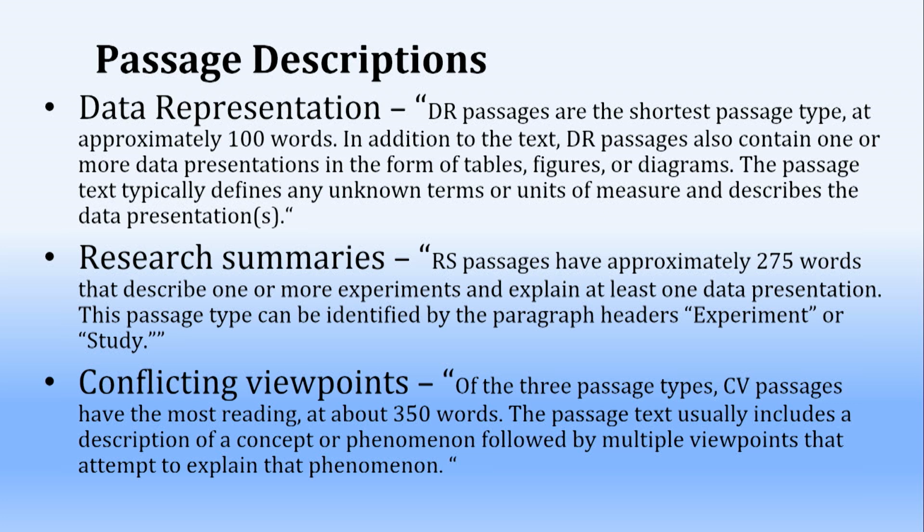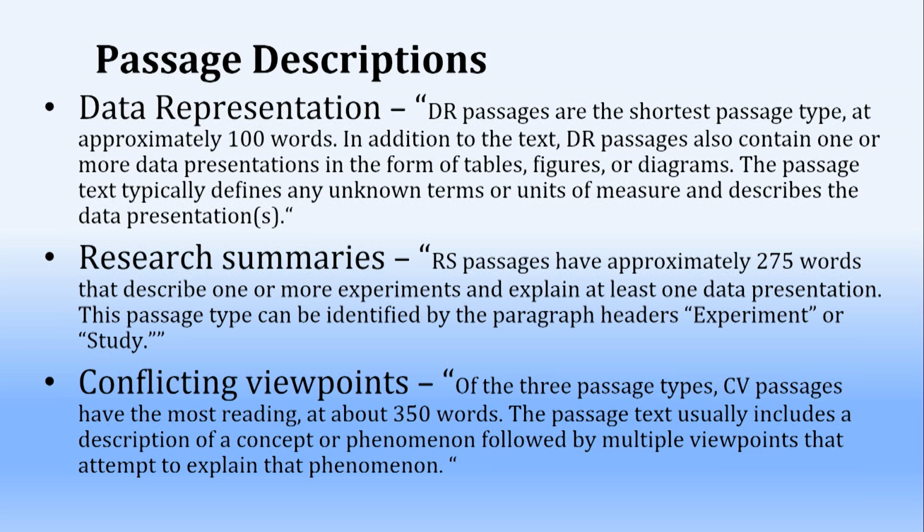Okay, then the next one is research summaries. These are abbreviated as RS. So RS passages are approximately 275 words long, and they describe 1 or more experiments and explain at least 1 data presentation. This passage type can be identified by the paragraph headers, experiments, or study. So when you're reading over these passages, they'll often head a paragraph off by saying experiment 1, experiment 2, or study 1, study 2. Again, these are about 275 words long, so they're in that middle length, and you always get at least 1 data, table, or figure in those as well.